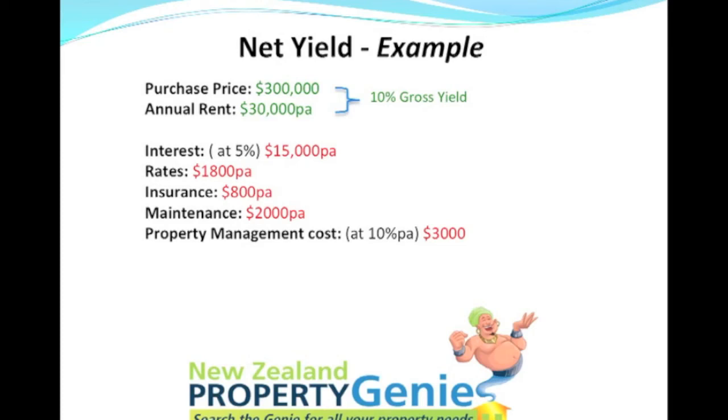For example, some properties do have a higher expense component like body corporate fees and what's called owners sinking funds in apartments and condominiums, which could increase the percentage of the expenses. But let's stick to that. So let's calculate: all of those expenses sum up to $22,600. If you take the annual rent of $30,000 per annum minus the expenses of $22,600, it equals $7,400 net income per annum. This is an actual cash flow of $7,400 per annum.